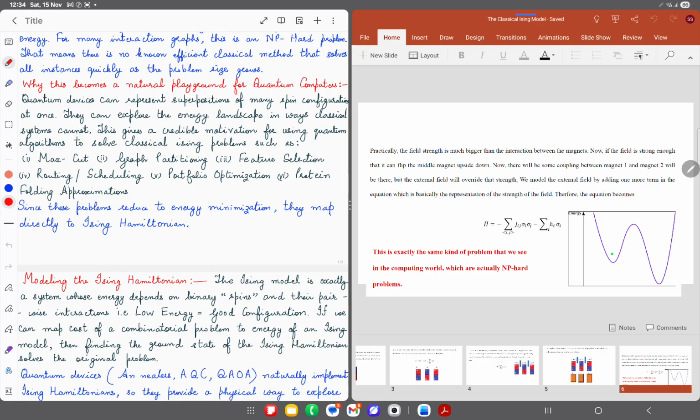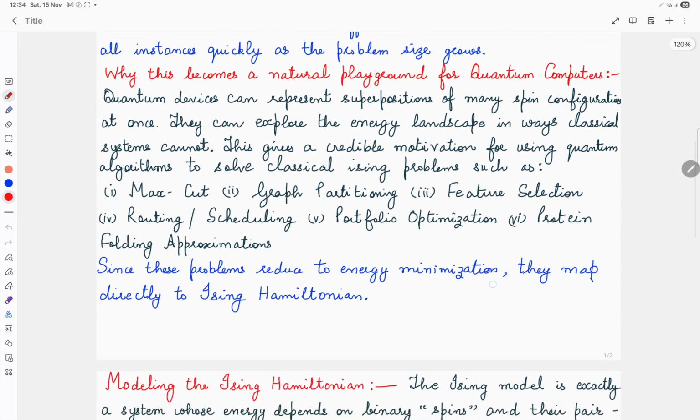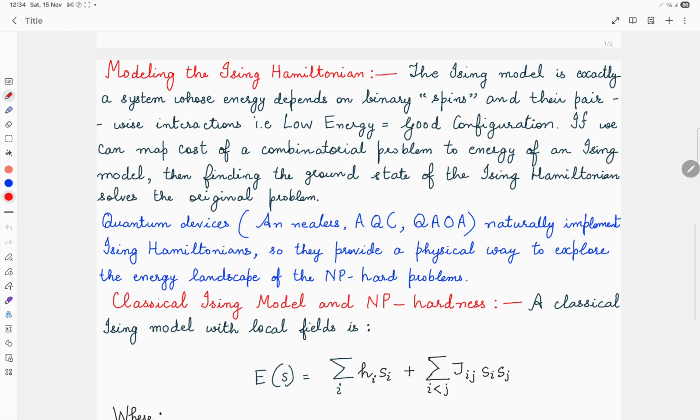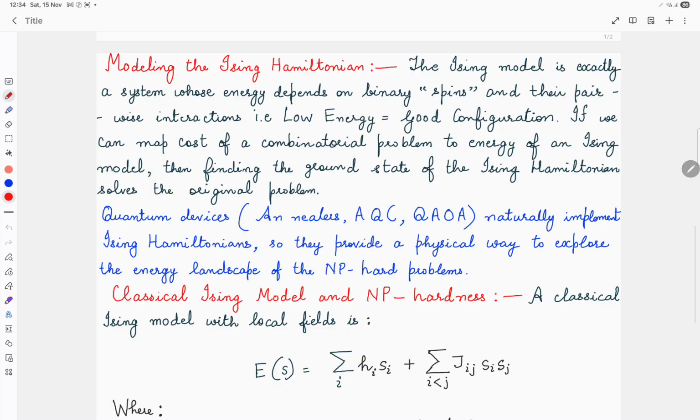Now let me come out of this presentation. Instead of using the earlier form, I have shown the Hamiltonian or the energy of the classical Ising model. I'm taking here a positive sign for the NP hard problems. As I said, positive sign or negative sign does not make much difference. Ultimately, we have to reach the minimization of the energy. Now, what we need to understand here.